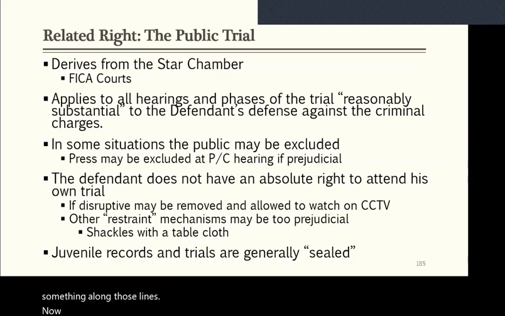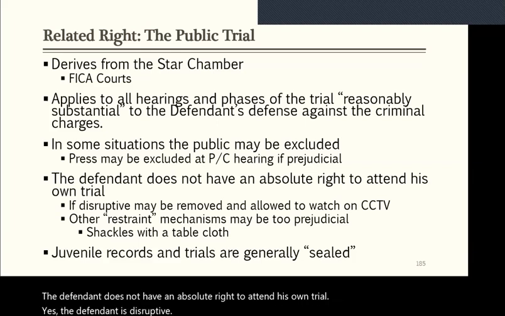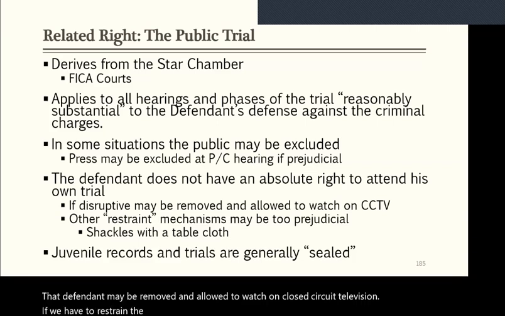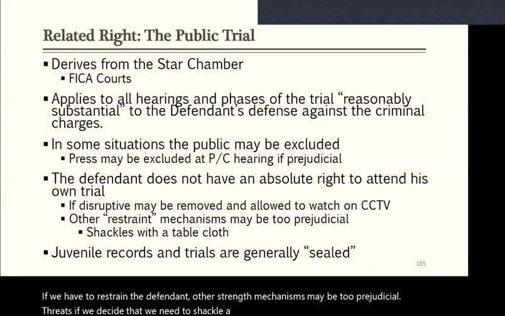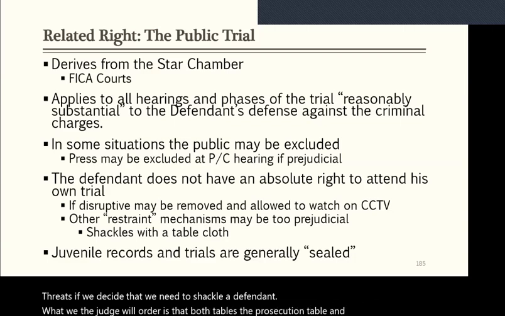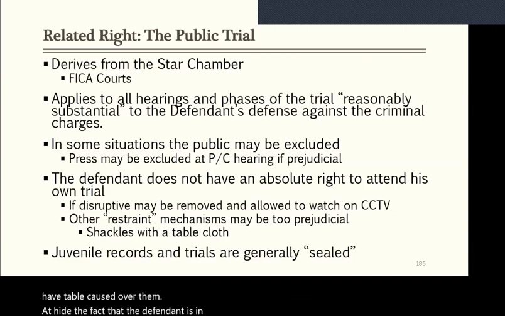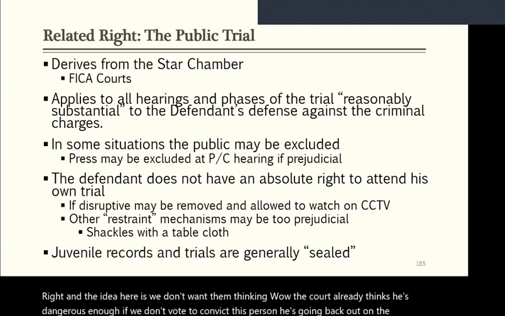Now, the defendant does not have an absolute right to attend his own trial. If the defendant is disruptive, that defendant may be removed and allowed to watch on closed circuit television. If we have to restrain the defendant, other restraint mechanisms may be too prejudicial. So for instance, if we decide that we need to shackle a defendant, the judge will order that both tables, the prosecution table and the defense table, have tablecloths over them that hide the fact that the defendant is in shackles, right? And the idea here is we don't want jurors thinking, oh, wow, the court already thinks he's dangerous enough. If we don't vote to convict this person, he's going back out on the streets and he's going to hurt someone, right? So we want to be as impartial as possible.